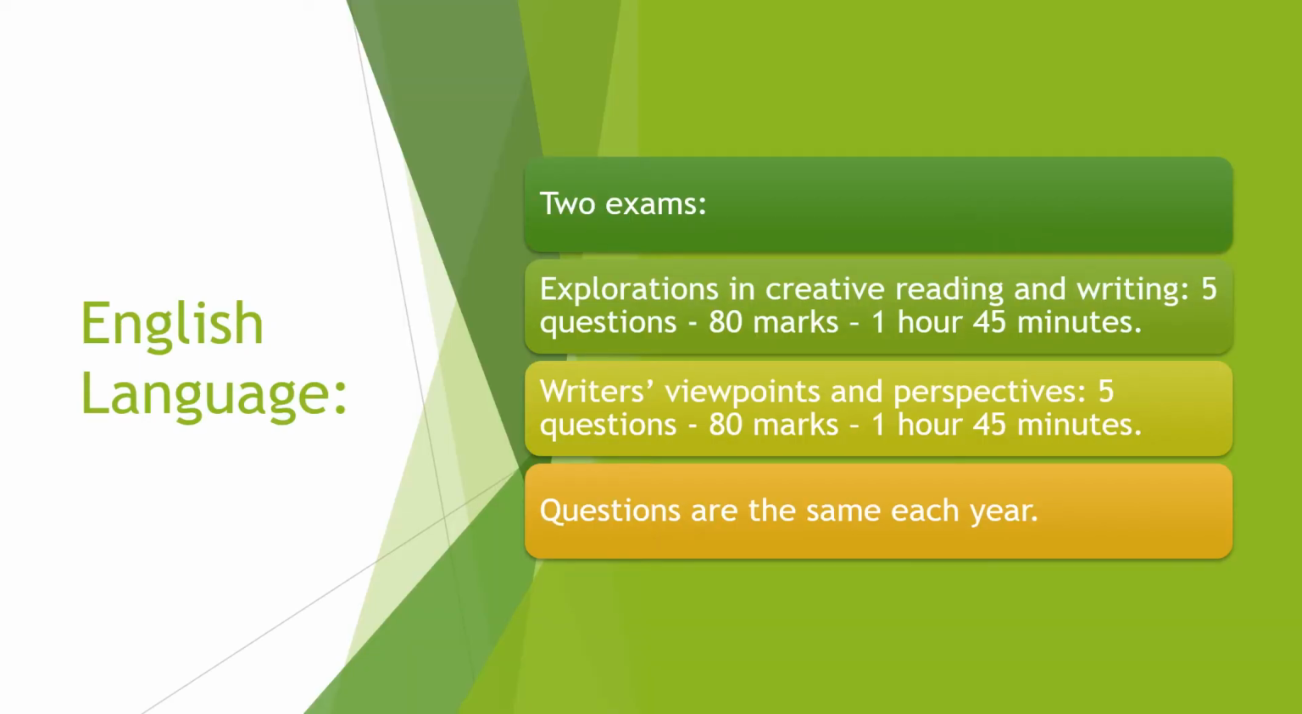For GCSE English Language, students sit 2 examinations. The first, Explorations in Creative Reading and Writing, and the second, Writer's Viewpoints and Perspectives. Both examinations are 1 hour and 45 minutes long, both are worth 80 marks, both have Section A and Section B.